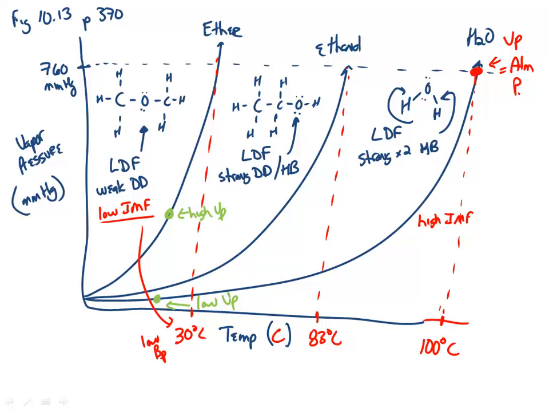Now, notice that these produce curved graphs when we plot them. One of the things that chemists love to do is figure out how to make a linear graph, because curved graphs suck. Linear graphs are much easier to work with. And so we have what's called the Clausius-Clapeyron equation.